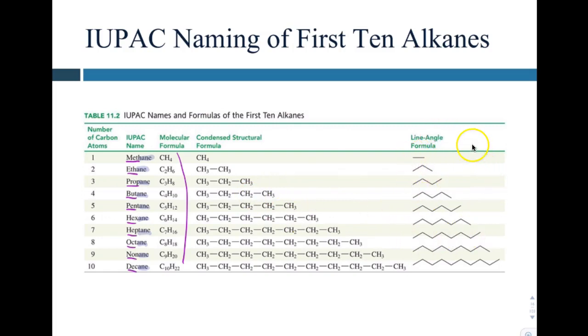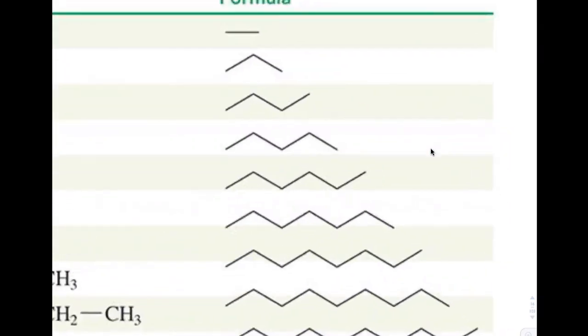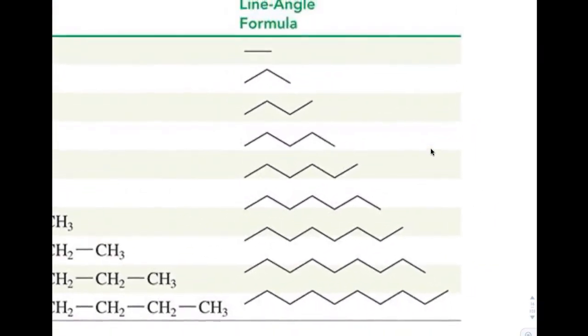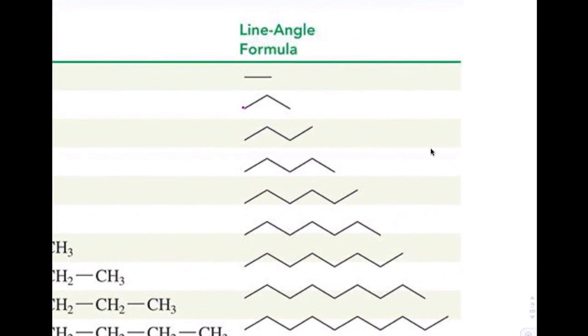The line angle formula works a little like this. In a line angle formula, every end and every bend is a carbon. So I want you to think about every end and bend as a carbon. How many carbons for this top one? There are two carbons. So for two carbons, you would name this eth. And those carbons are held together with a single bond, so we would name it ethane. And so two carbons is an ethane.